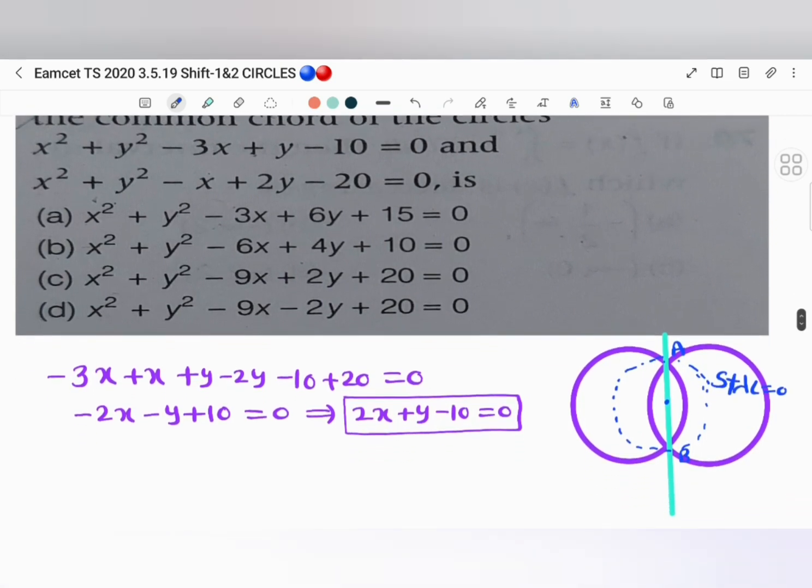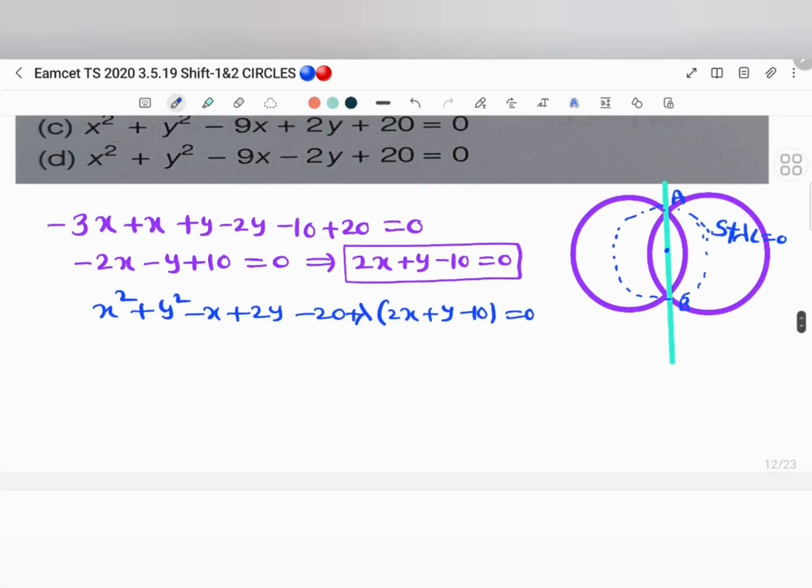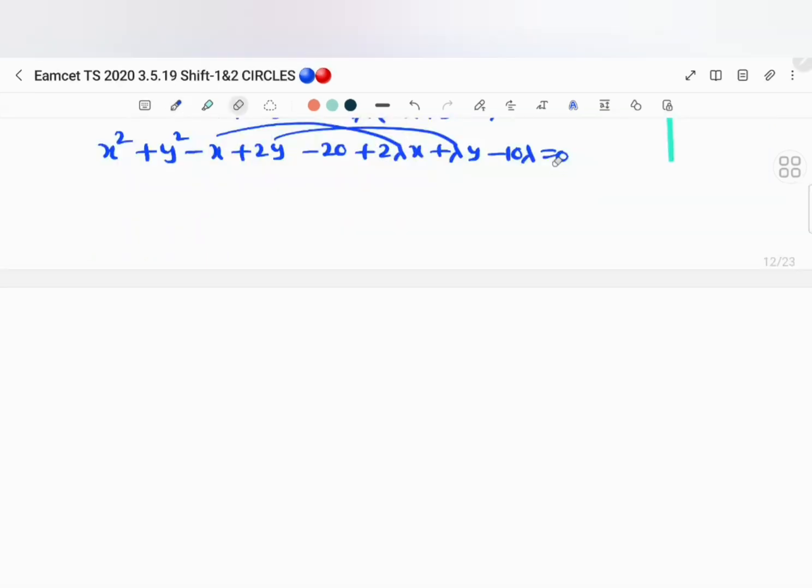So I am considering the second circle, S plus lambda L: x square plus y square minus x plus 2y minus 20 plus lambda into (2x plus y minus 10) is equal to 0. So x square plus y square minus x plus 2y minus 20 plus 2 lambda x plus lambda y minus 10 lambda is equal to 0.